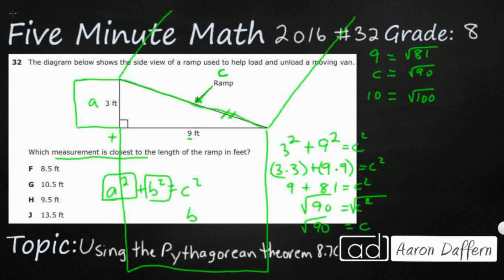So you notice how my 90 is in between my 81 and my 100, so it's going to be 9 point something. And as you can see here, I've only got one option, but let's just go and do the rest of the work. So the difference here between 81 and 100 is 19. And I am 9 away from 81. I am 10 away from 100. So it's basically split the difference. So I'd call it maybe 9.45, 9.5. And as you can see, we've got that right here. So our answer is H.